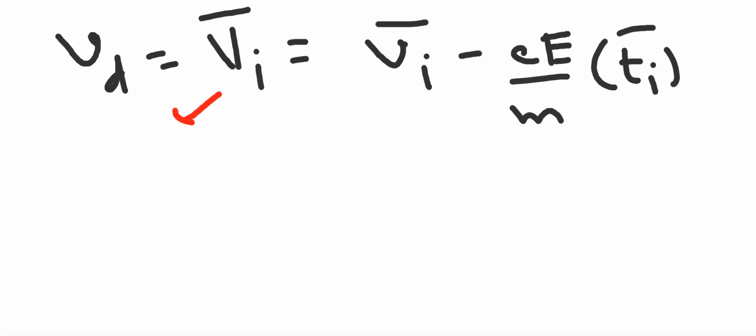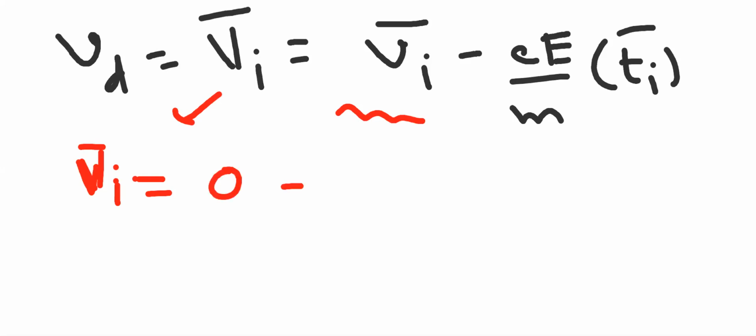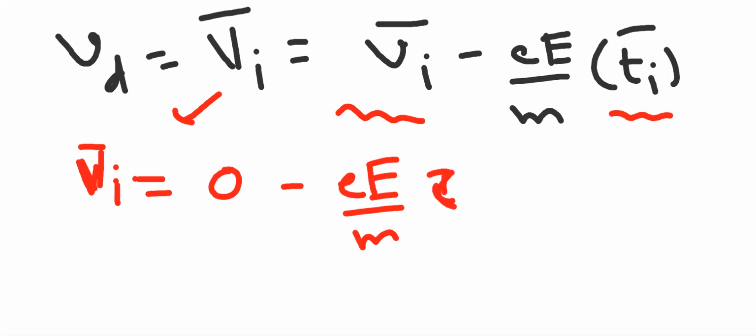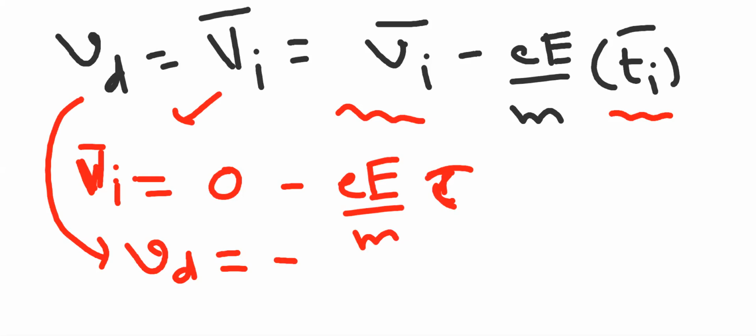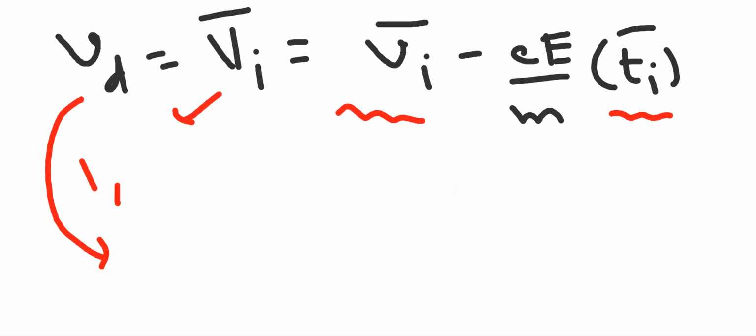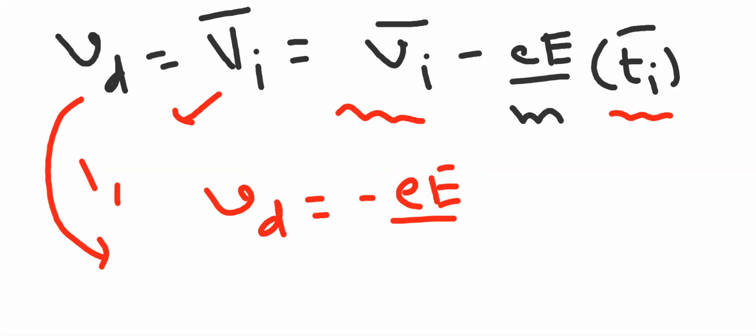So Vi bar, the average of all the velocities of the electrons, is given as, now the average of this is 0 in the absence of electric field. So this is 0 minus E upon M, and I'm replacing this average time with tau. That is called the relaxation time or the mean collision time. So what I will get is that drift velocity Vd is equal to minus small e, or we'll just rub this. So you can write it as Vd equal to minus of E upon M into tau.